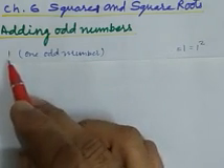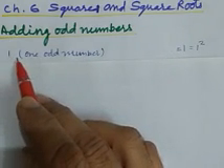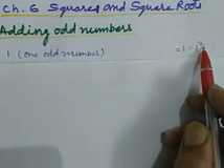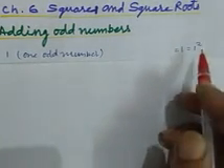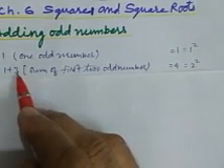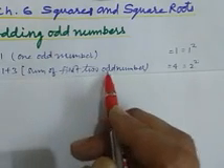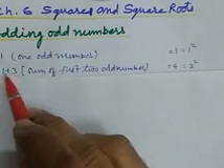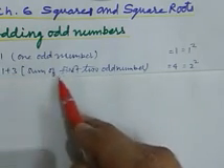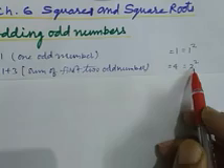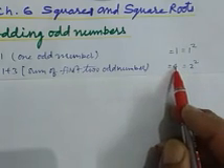Here, this is 1 odd number. The square of 1 is 1. Now, 1 plus 3, the sum of the first two odd numbers. Here, 1 and 3 are the first two odd numbers and the sum of that is 4, and the square of 2 is also 4. Okay.